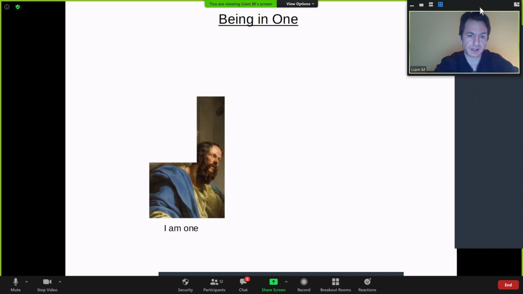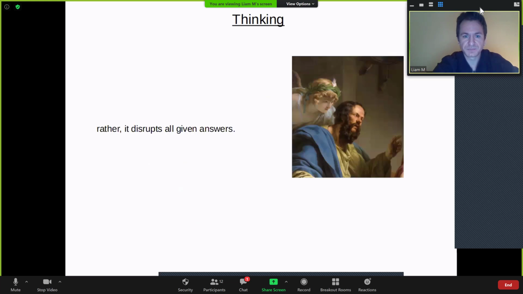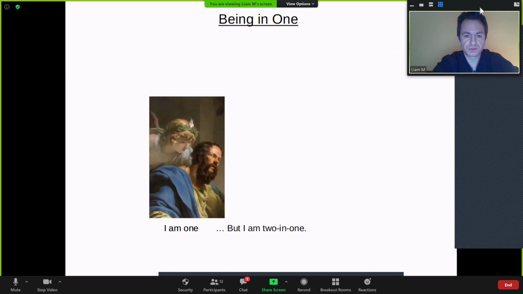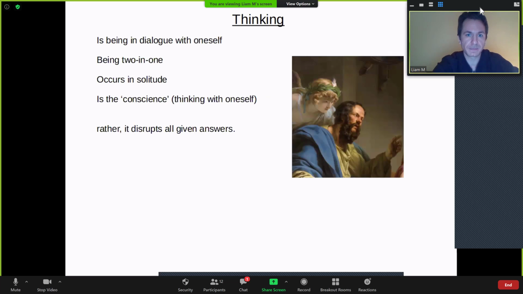So he's thinking about it, and he's just thinking about it. He says, I am one. And this other little voice responds to him saying, yes, you are one. He thinks, wait a second, but actually I'm talking to myself. I'm two in one. And so this is, in fact, the aspect of thinking. Thinking is dialogue within ourselves, becoming two in one. So thinking is a dialogue with oneself. It's being two in one.